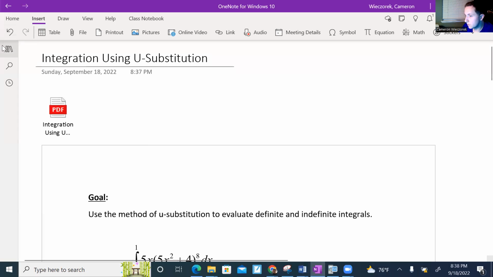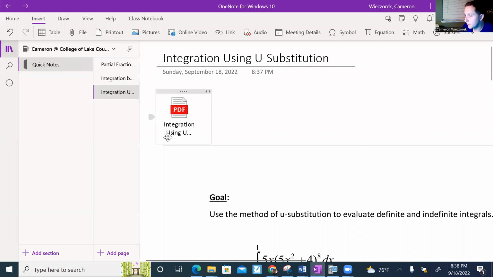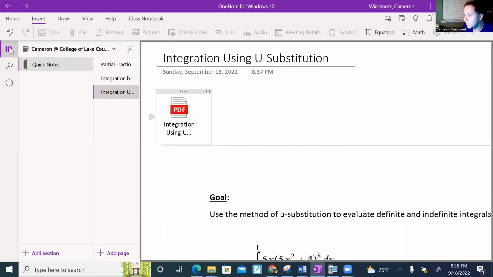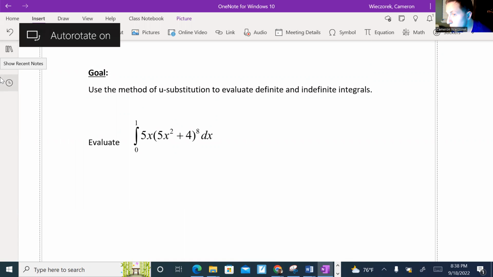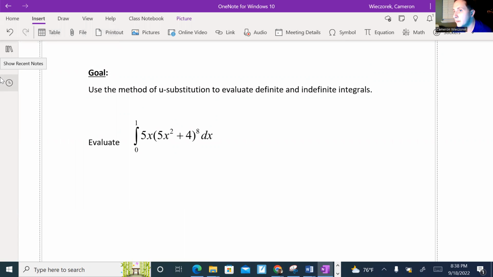All right, so we're taking a look at a method called integration using U-Substitution. Let me get my document up here. So this method is a way of taking a complicated looking integrand and making it look a lot simpler using rules that you are familiar with. Rules that would allow you to be able to find an antiderivative quite quickly.